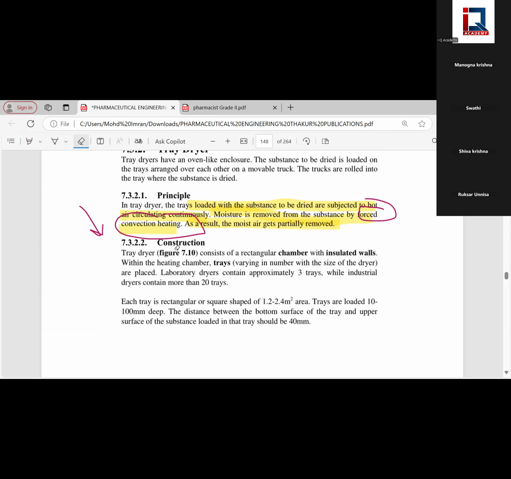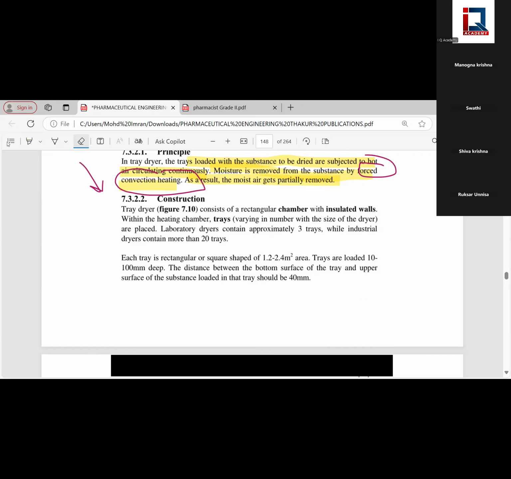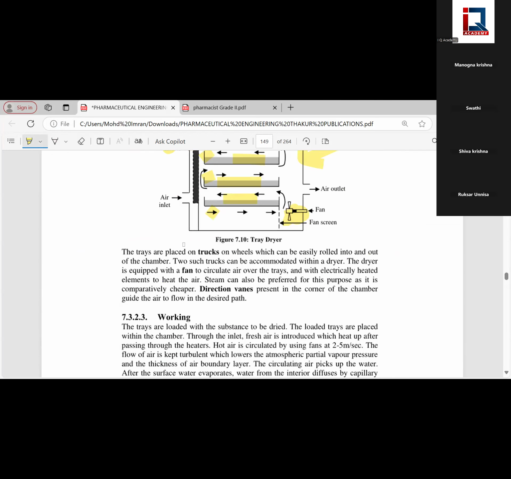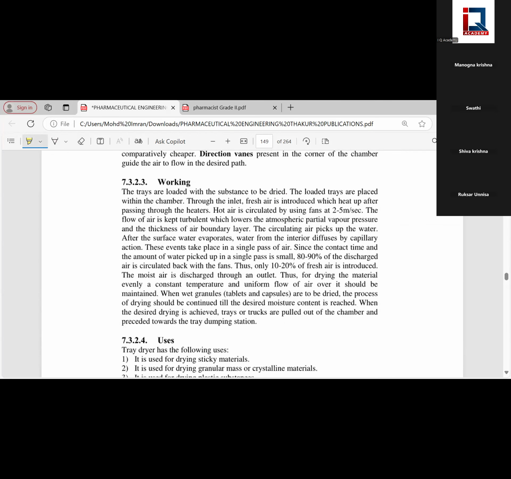That's it. Coming to specifications and construction, approximately 3 trays to 20 trays are generally used. Tray sizes can be bigger on industrial scale. Each tray is rectangular or circular in shape, like 1.2 to 2.4 square meters. It can be loaded to a depth of 10 to 100, and the distance between the bottom surface of the tray and the upper surface of the loaded material can be up to 40 also. So these are the general specifications of construction. No need to focus more on it.